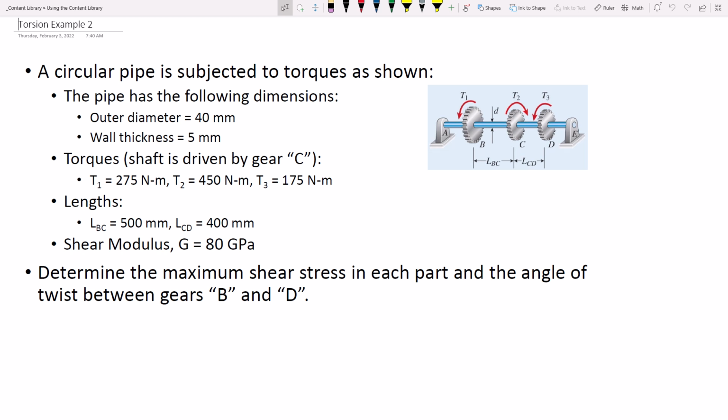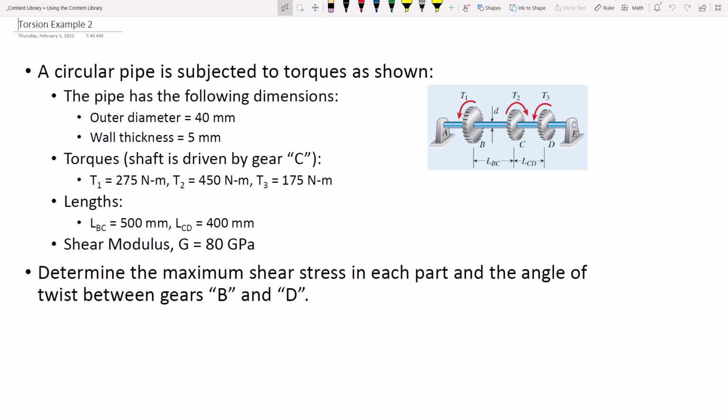All right. We have a circular pipe subjected to torques. Pipes are very common for torsional elements because the center of a solid shaft experiences no stress or strain. So from an engineering perspective, why put material there? I can save money by removing that material since it's not doing any good anyway. But you can't make the pipe too thin.